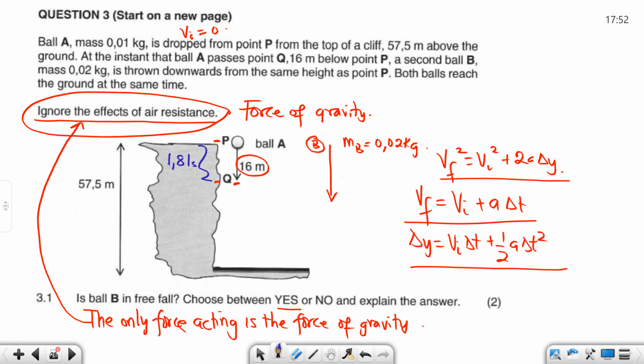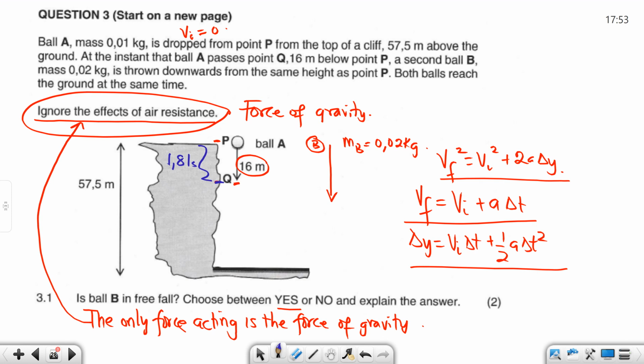Ball A of mass is dropped from point B. I want to check where ball B is thrown from. At the instant that ball A passes point Q, a second ball B is then thrown. It means we released ball A and waited for 1.81 seconds before we threw B. Because we threw ball B when this one got to point Q. But after how many seconds was that? 1.81.